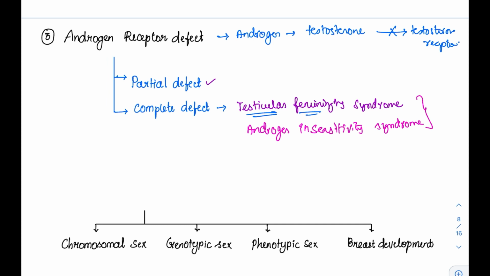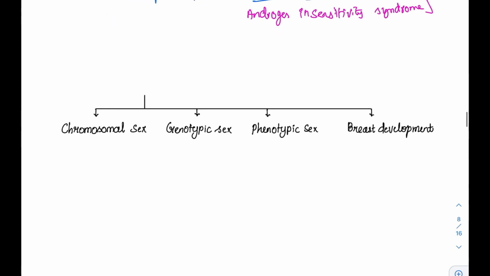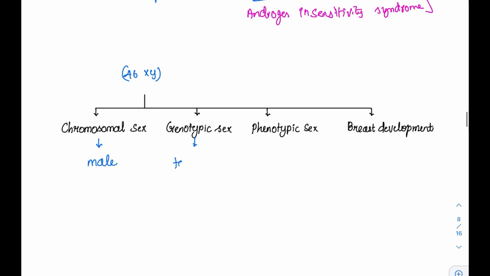Here the androgen is produced. So basically the person is a male. The chromosome sex in this person is usually a male type, so it's usually 46XY only. The genotypic sex also will be male, and the testis is present, but it is usually present on the abdominal side.